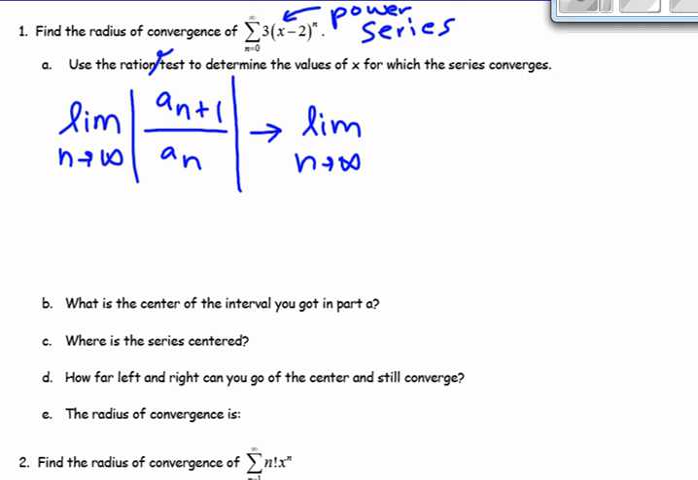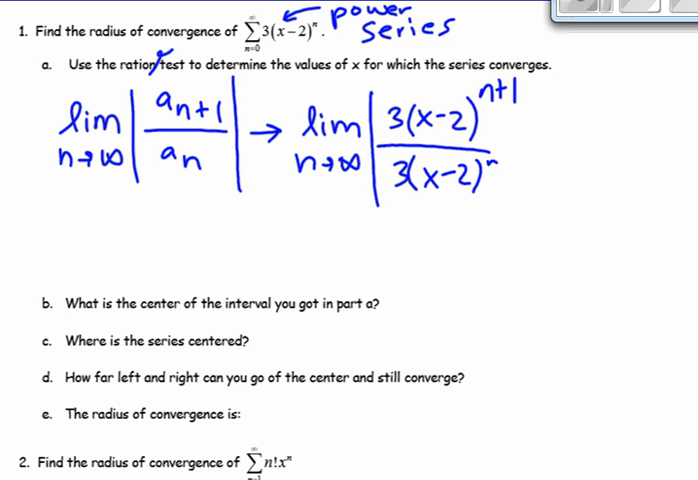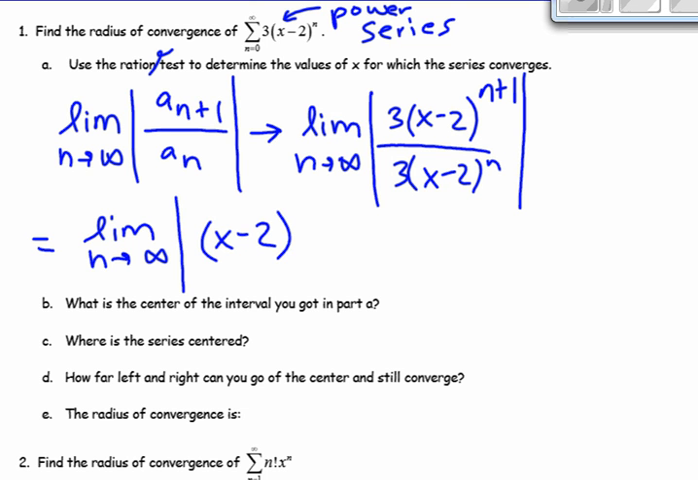So we have the limit as n approaches infinity of 3 times (x minus 2) to the n plus 1 power over 3 times (x minus 2) to the nth. All right, now we're going to simplify this first before we move on. Remember that we're taking the limit as n approaches infinity, not as x approaches infinity. So if we simplify this, the 3's are going to reduce to 1. And then we have (x minus 2) to the n plus 1 over (x minus 2) to the nth, leaving us with a lone x minus 2 to the first power.